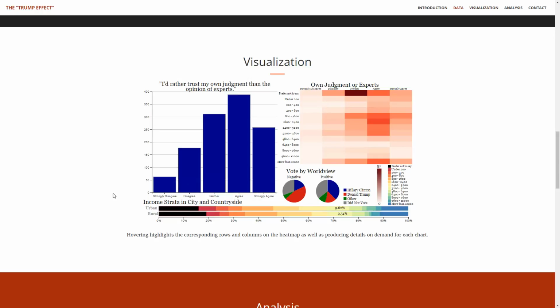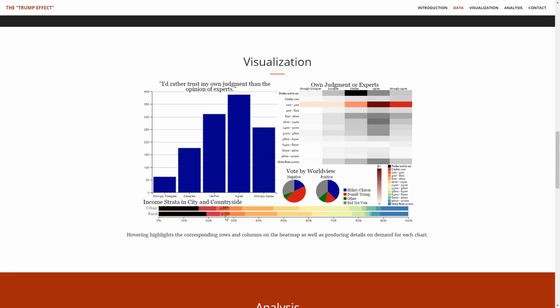Now to the analysis. I won't read that, I'll just tell you about it. There are really 2 main takeaways here. The first is that these 3 columns are pretty similar, but if you look at strongly disagree, it's got an extreme value there at the top, but it's also got a hot spot at 3200 to 4800. And here we see a hot spot at 800 to 1600.